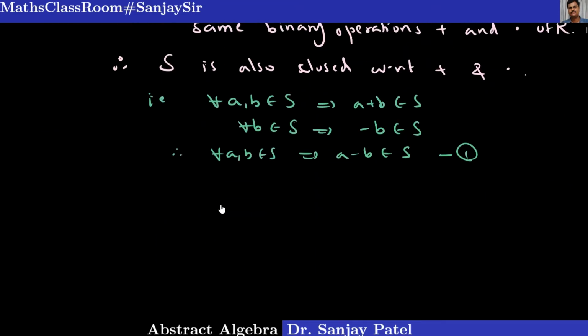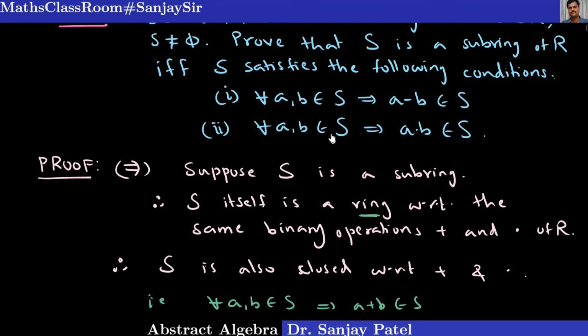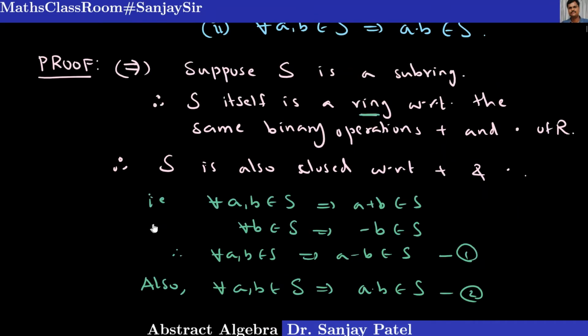And further, it is also closed with respect to multiplication. So by axiom number 6 in the definition of ring, I can say for every a, b belonging to S, a times b also belongs to S. So by the definition of ring, we have proved both the required conditions in this theorem. So this way it is trivial. Now the reverse.